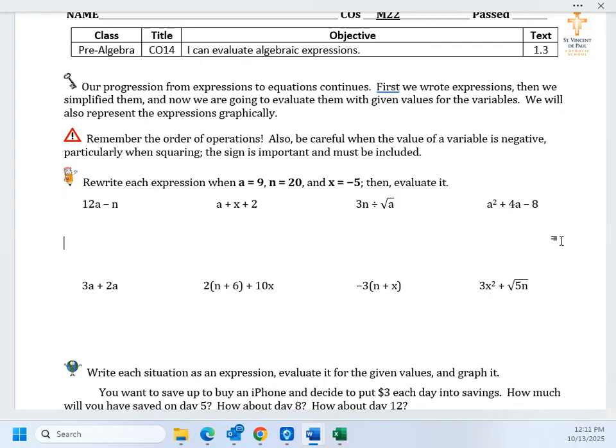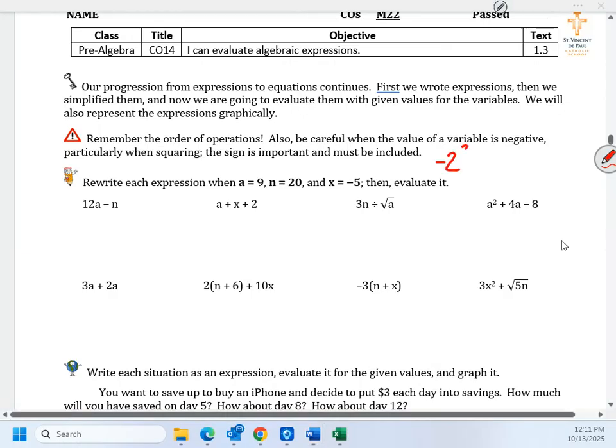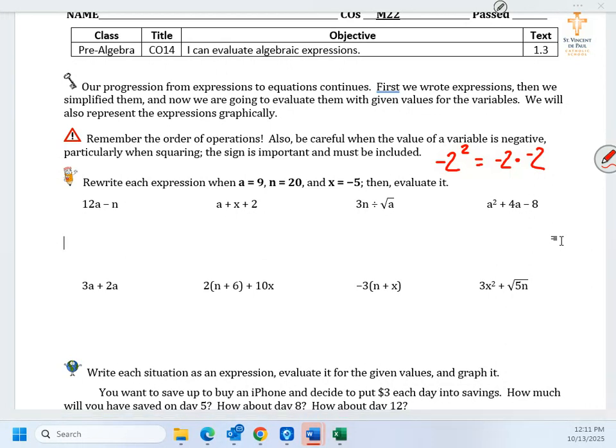So when we say something like that, if we have -2 squared, what does that mean? What are we doing? Henry? That's -2 times -2. What's a negative times a negative? Positive. Elliot? Positive. Positive. So your answer would be a positive 4.